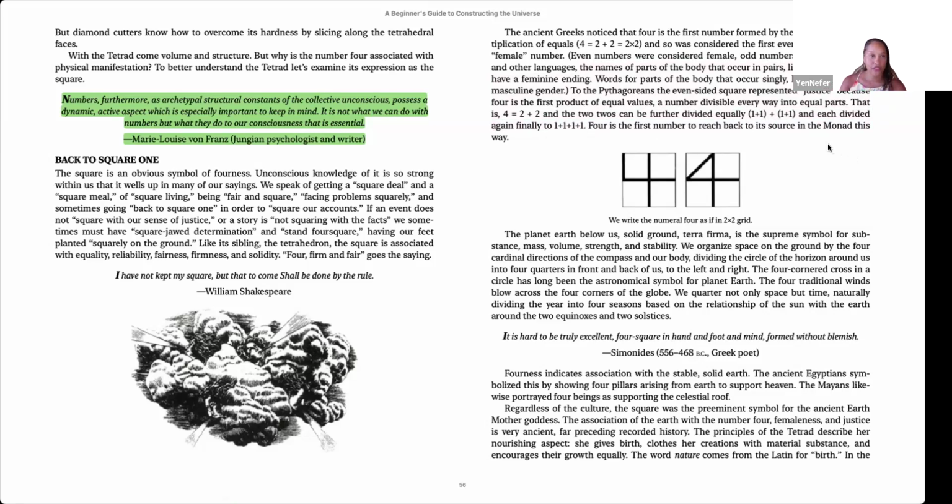The planet Earth below us, solid ground, terra firma, is the supreme symbol for substance, mass, volume, strength, and stability. We organize space on the ground by the 4 cardinal directions of the compass and our body, dividing the circle of the horizon around us into 4 quarters in front and back of us, to the left and right. The 4-cornered cross in a circle has long been the astronomical symbol for planet Earth.